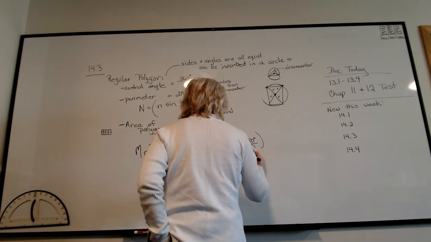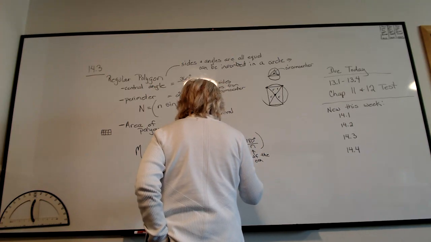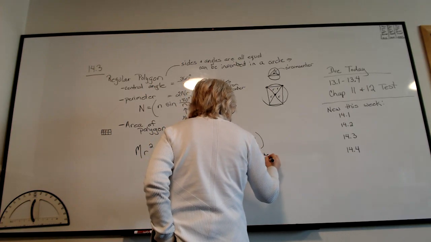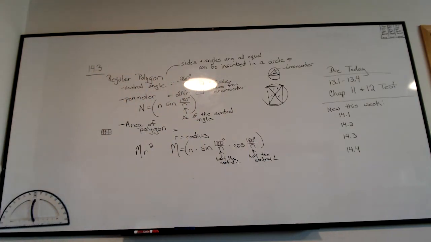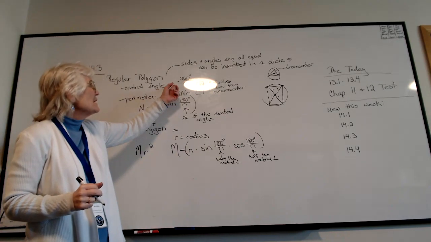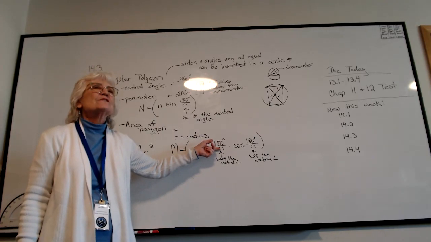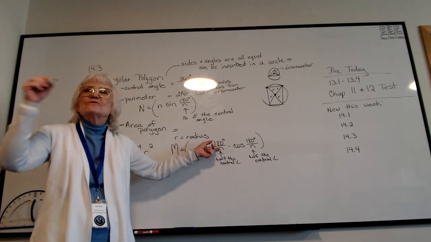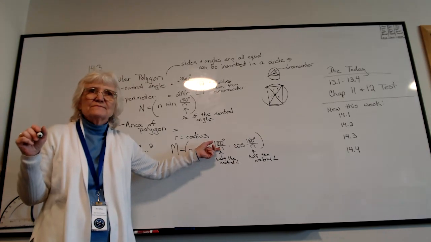This again is half the central angle. So we've defined a new letter, M. It's really, if you find the middle angle, take half of it. Because what we're doing is breaking them into smaller triangles that are right triangles. That's what we're actually doing.